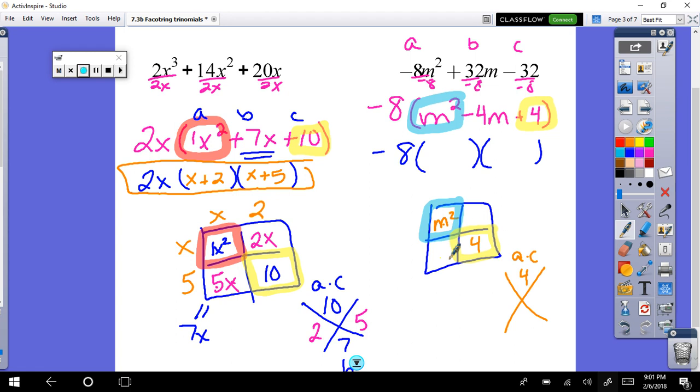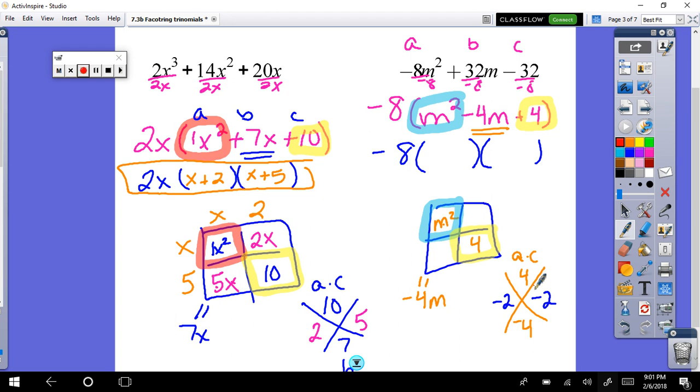And I want to find factors of 4 that are going to add up to my middle term. My middle term is negative 4m. So I need factors of 4 that add up to negative 4. So two numbers that multiply to 4 but add up to negative 4. That's going to be negative 2 and negative 2.